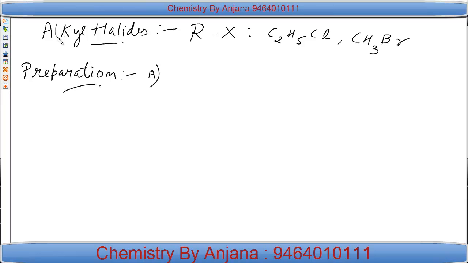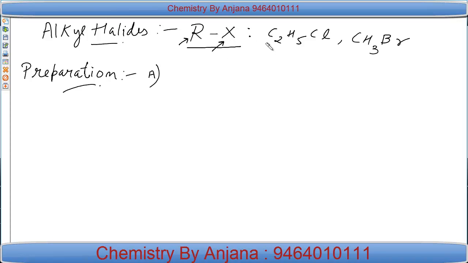Yeah, the topic for this lecture is alkyl halides, a very important functional group of organic chemistry. So first of all, look into this. What is actually alkyl halide? Alkyl halide is generally denoted as RX, where R stands for any alkyl group and X stands for any halogen, like fluorine, chlorine, bromine, iodine, any halogen.